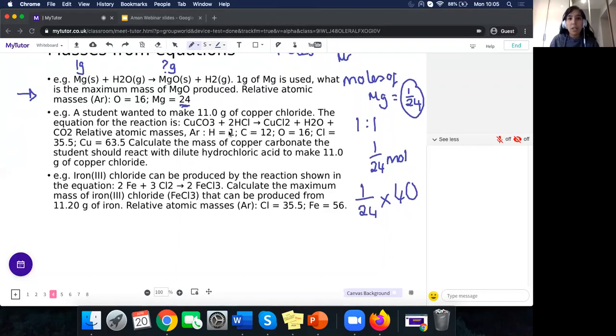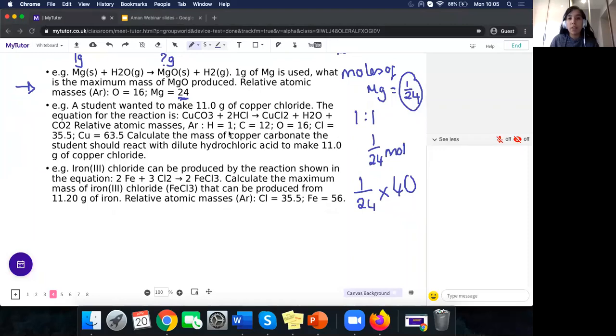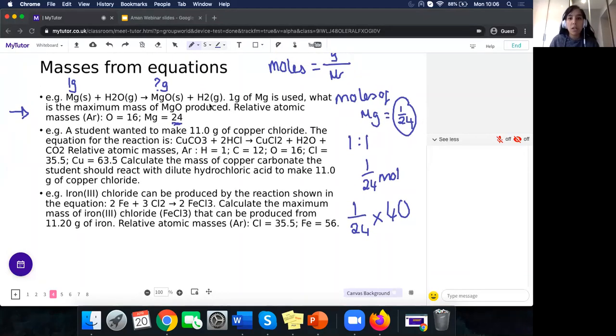Okay, so a student wanted to make 11 grams of copper chloride. The equation for the reaction is below. Someone's asking me how many marks a question like this would be? So it ranges from 3 to 4 marks.